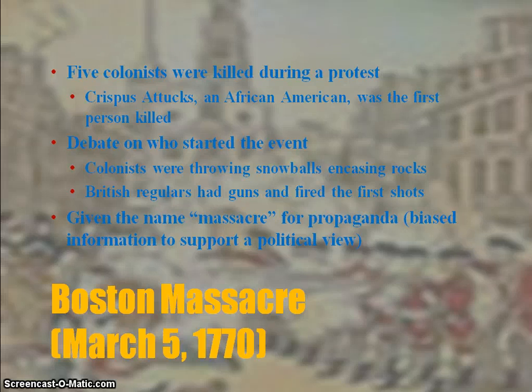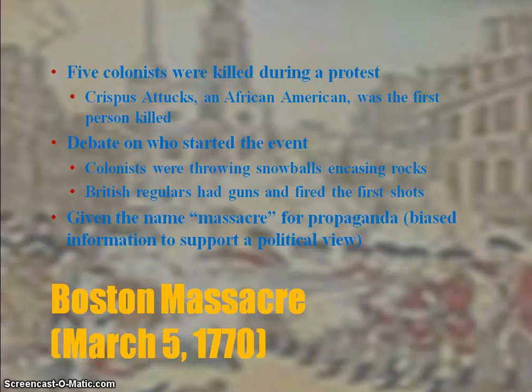The Boston Massacre occurs on March 5th, 1770. 5 colonists are killed during the protest. Crispus Attucks is an African American who's the first person killed in the Boston Massacre. There's a huge debate over who actually started the event.